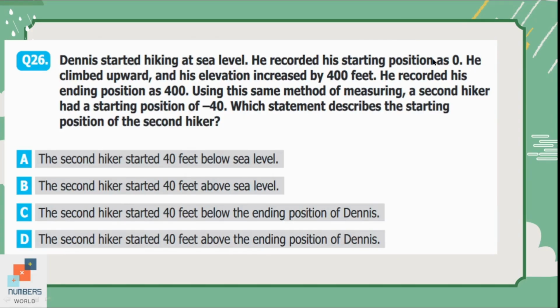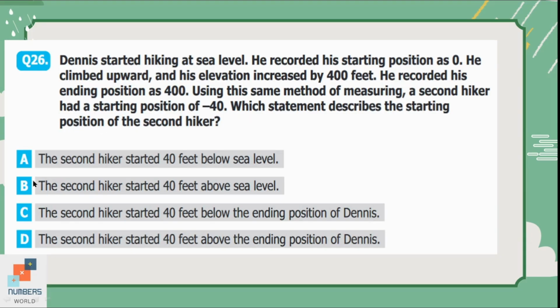Question number 26. Dennis started hiking at sea level. He recorded his starting position as 0. He climbed upwards and his elevation increased by 400 feet. He recorded his ending position as 400. Using the same method of measuring, a second hiker had a starting position of minus 40. Which statement describes the starting position of the second hiker?